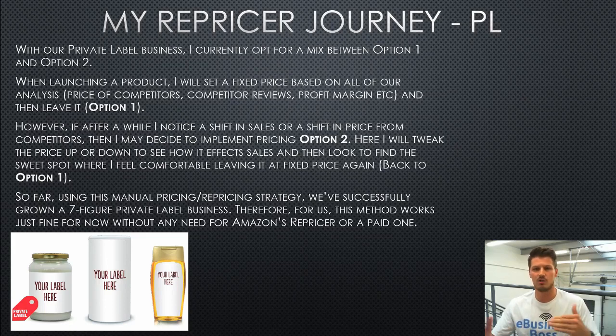So that's how it's gone with private label. Start with option 1, leave it a fixed price, and then if we need to, we'll implement a bit of a manual change in price with option 2. So far, using this strategy, we've successfully grown a 7-figure private label business, and that's to this date. Hopefully it's going to grow even bigger. So for us, this method works just fine, and we haven't needed to use Amazon's Repricer or a paid one. We haven't felt the need to do that. So that's where we're at with regards to private label and how we price and reprice.